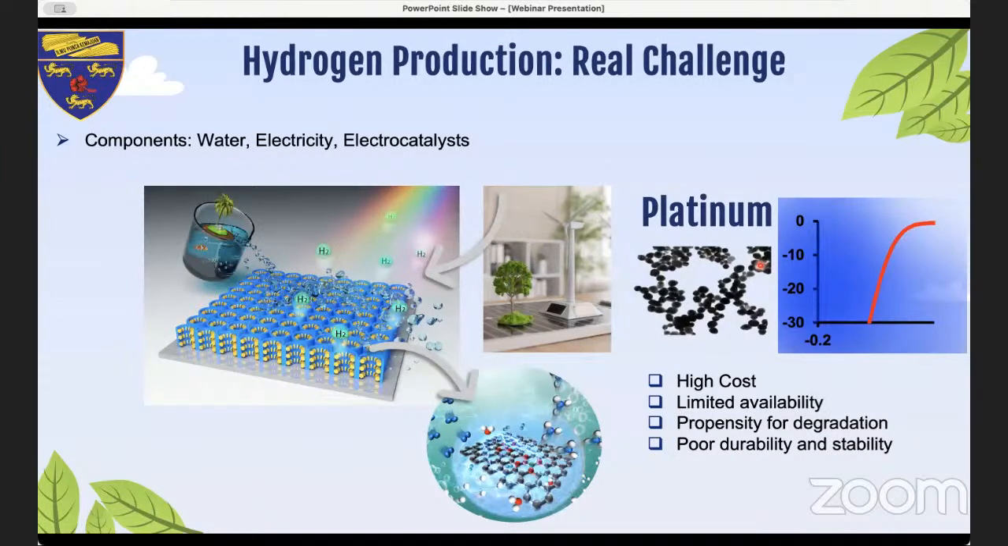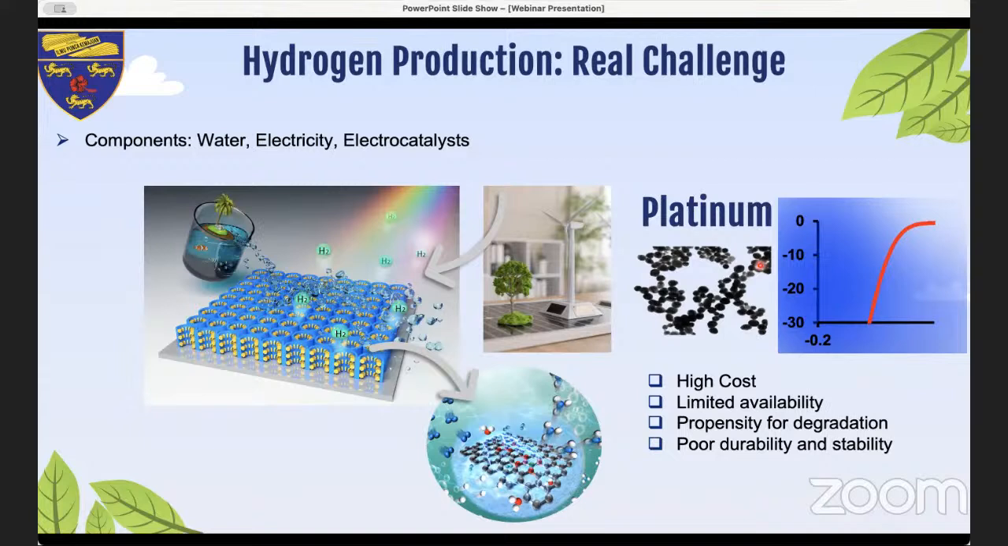But the most important thing is that, unfortunately, platinum has a propensity for degradation, especially in alkaline media. So we have to change the electrode very fast, and its stability and durability are very low. Of course, at the beginning it shows the best electrocatalytic activity, but this activity drops so fast.